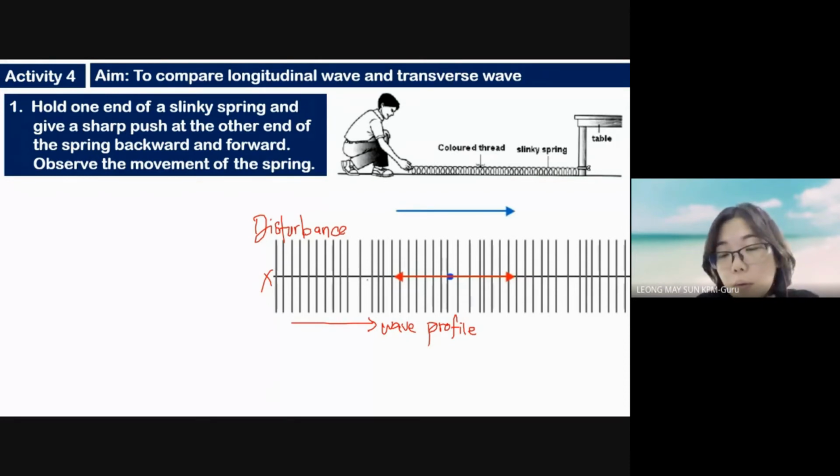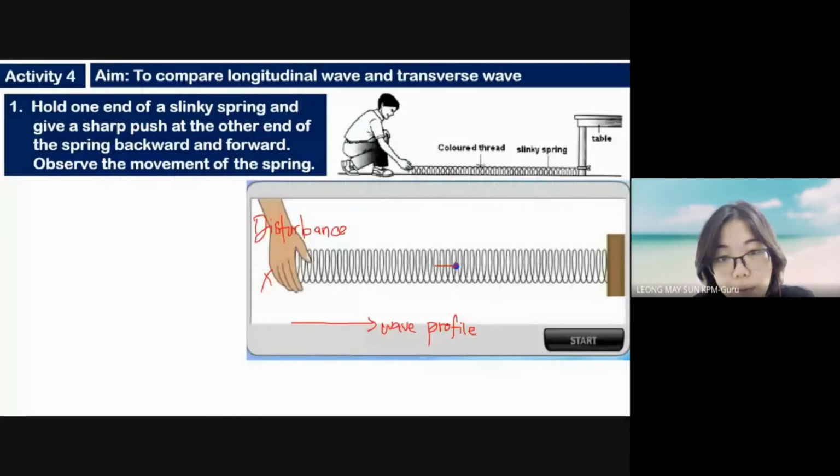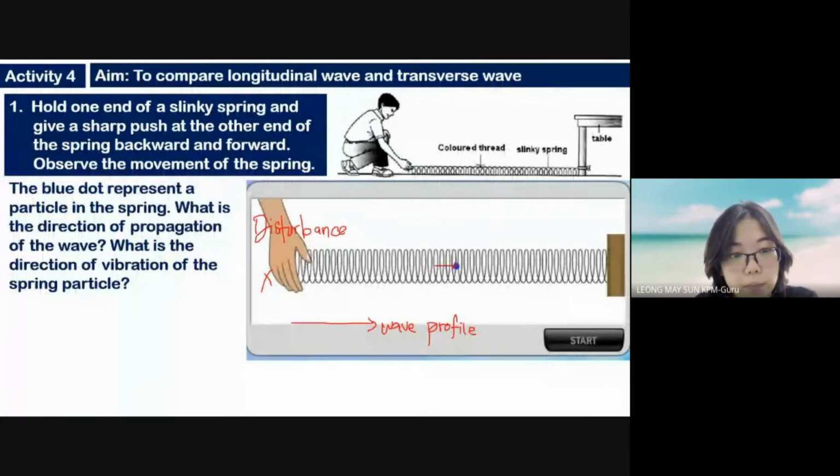Okay, so when the wave propagates from the left towards the right, and I put a particle over here, this particular particle vibrates towards the right, left, because it's being pushed. It's being pushed by the slinky spring. So the movement of the particle is moving. The blue dot represents a particle.